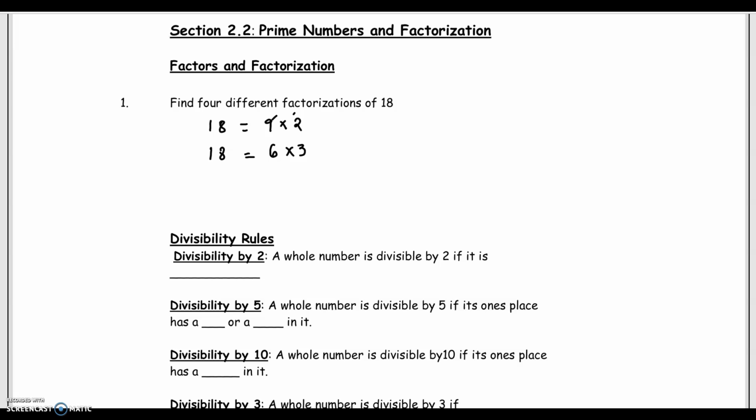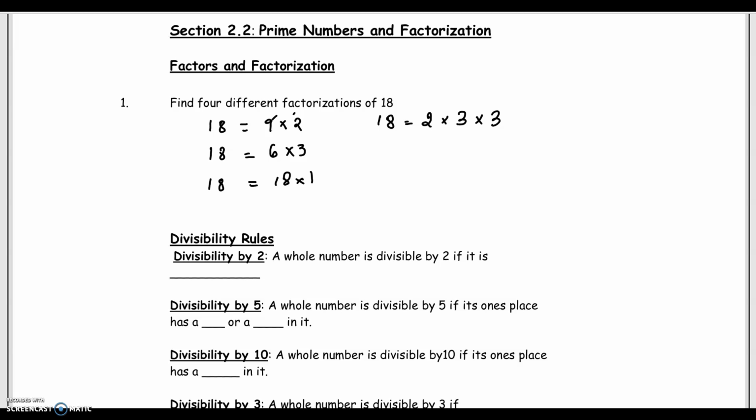So if I say factor 18, you break it down into its factors. So 18 times 1, which is trivial. We could also go 18 equals 2 times 3 times 3. So when I say break down 18 into its factors, you can write it as 2 times 3 times 3.